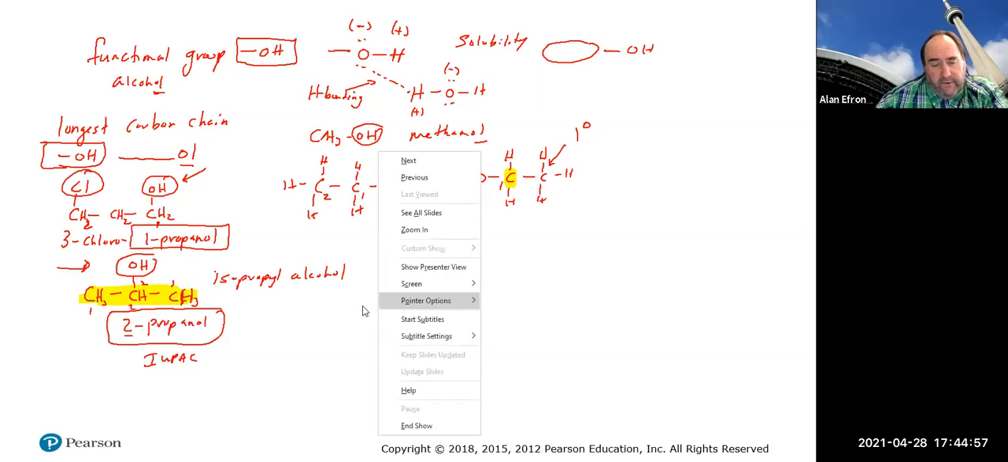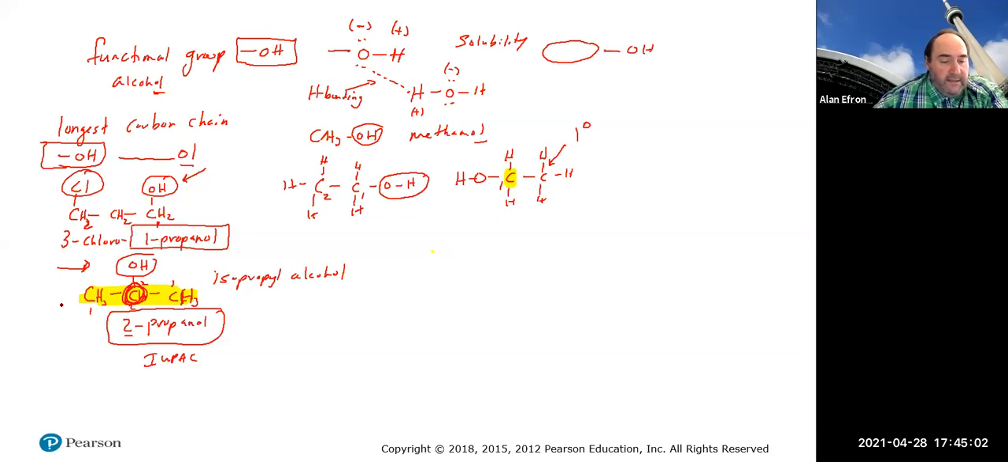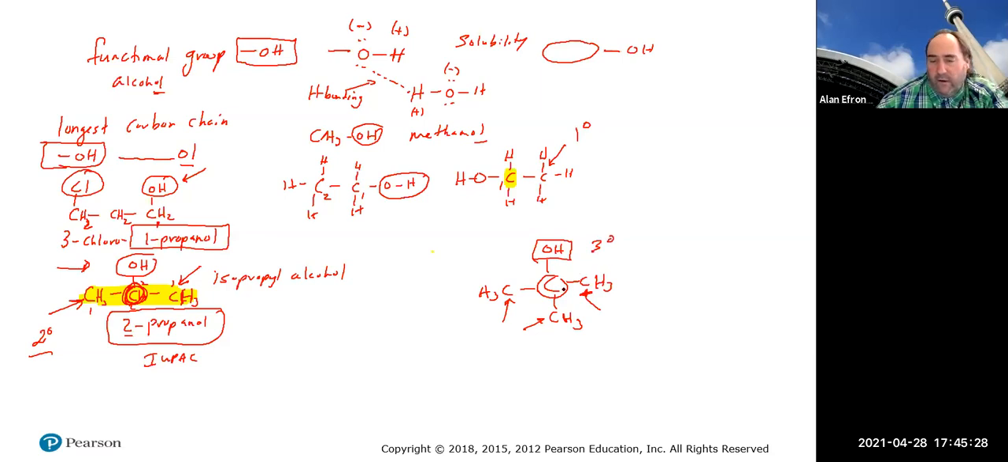Here, looking over here, this would be the carbon that has the OH group attached. Attached to that guy is 1 carbon, 2 carbons. This would be a secondary alcohol. And obviously you could have an alcohol such as this, for example, where the carbon that has the OH group is now attached to 1, 2, and 3 carbons, and this would be a tertiary alcohol. Question on that stuff there.